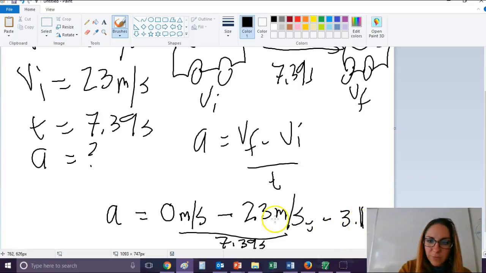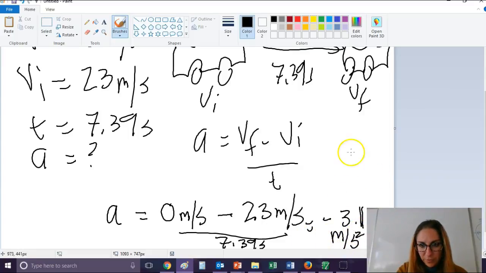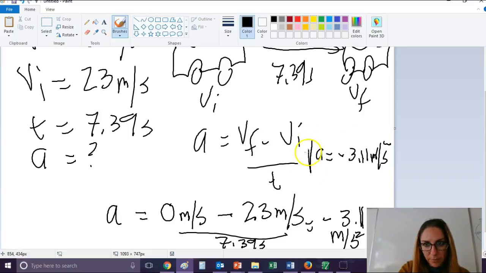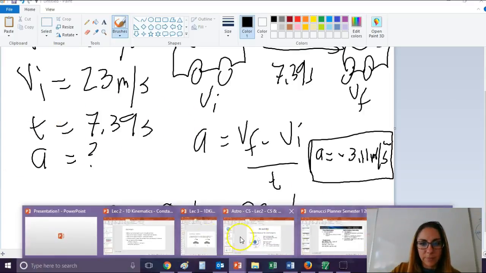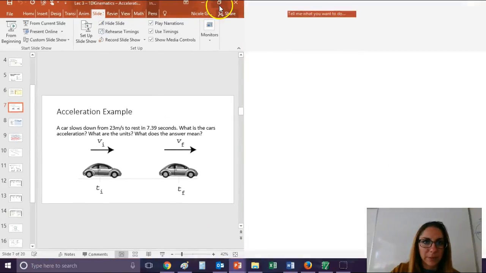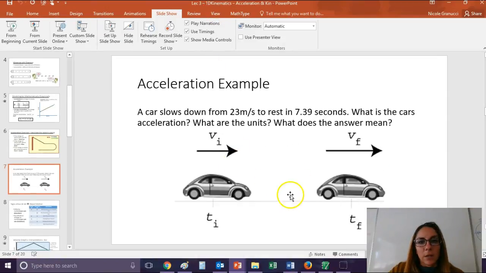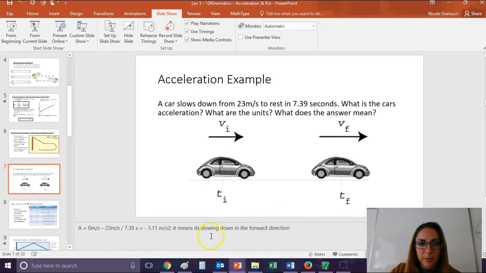And the units, if you can see here, are meters per second squared. Sorry about the little crunch here. So acceleration is negative 3.11 meters per second squared. Okay, so what is the answer of this then? Going back to our problem here, the answer is right here: negative 3.11 meters per second squared.